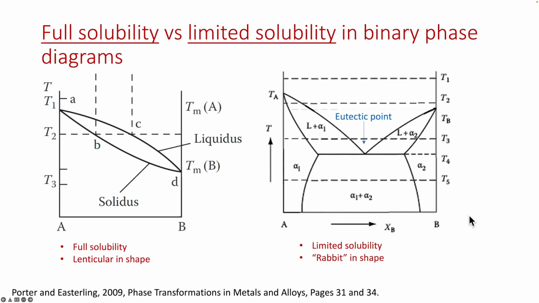Now, you should be familiar with the binary phase diagrams of systems with full solubility versus the limited solubility. On the left is an example of the binary phase diagram of a system with full solubility. The signature is that in the phase separation region, it has a lenticular shape. In contrast, for the systems with limited solubility, the phase diagram has a rabbit shape, or if you are from a younger generation, you can say this is the Pikachu shape. On top, there are two pointy ears, and down the bottom, you can actually draw two eyes here.